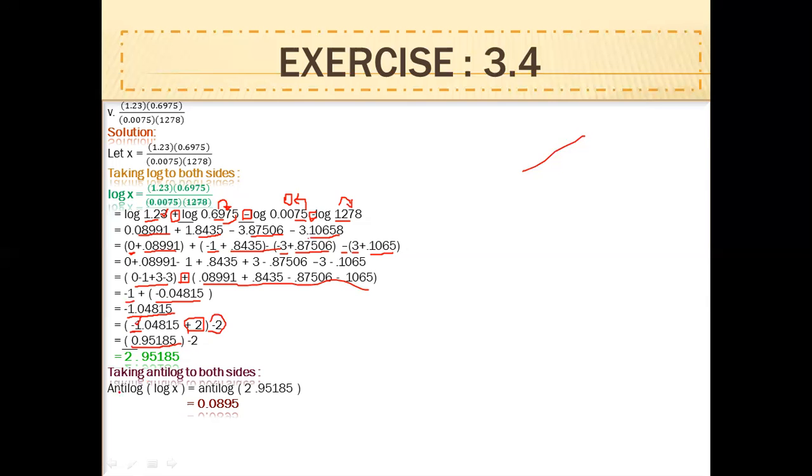Now what is the last step? Antilog. Taking antilog to both sides, you will check 0.95 in the column of 1 in the antilog table, because this is 0.95. We will check 0.95 in the antilog table in the column of 1 and in the difference of 5. 00895 will be there. Characteristic is plus 2. It means that after the two numbers we will put the decimal.